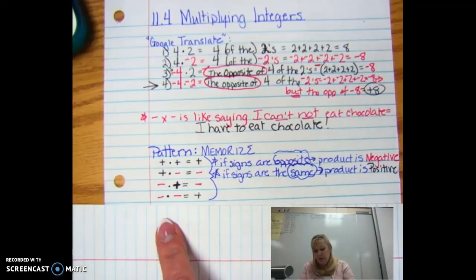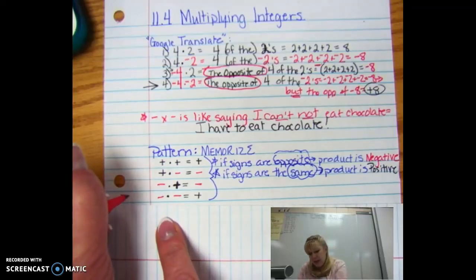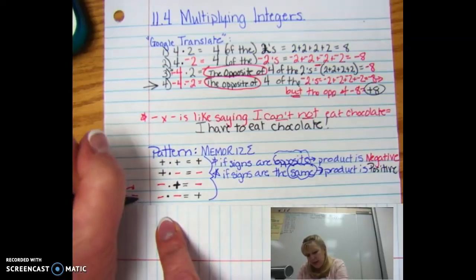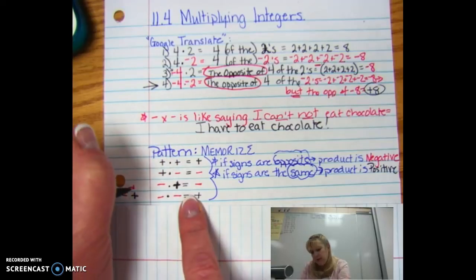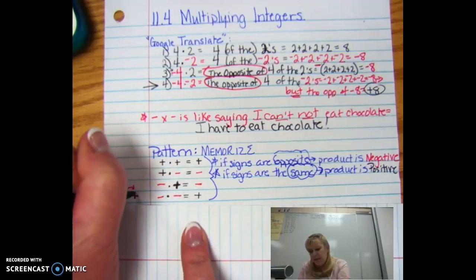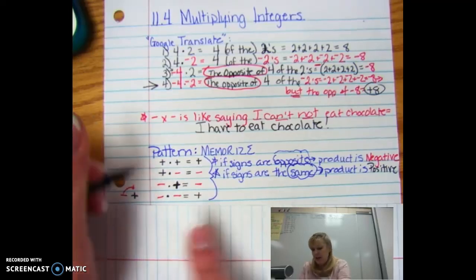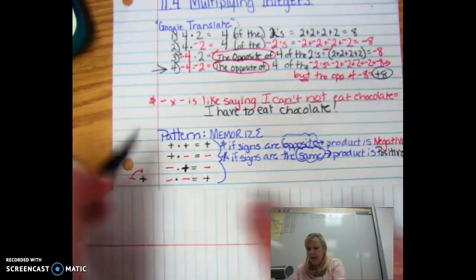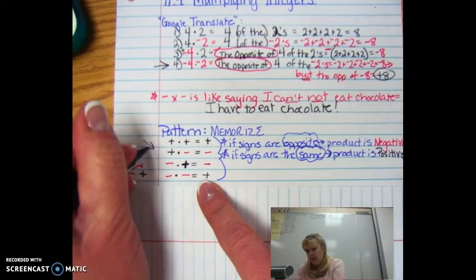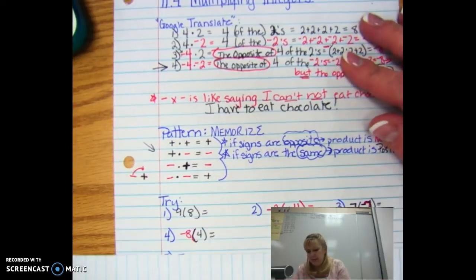I had one student one year say that these magically float in the air, and this one does an acrobat trick and makes this one into a positive. That's how he remembered that. That's not really mathematical, but it was a great picture for that student. This right here, this pattern is what you really need to focus on.